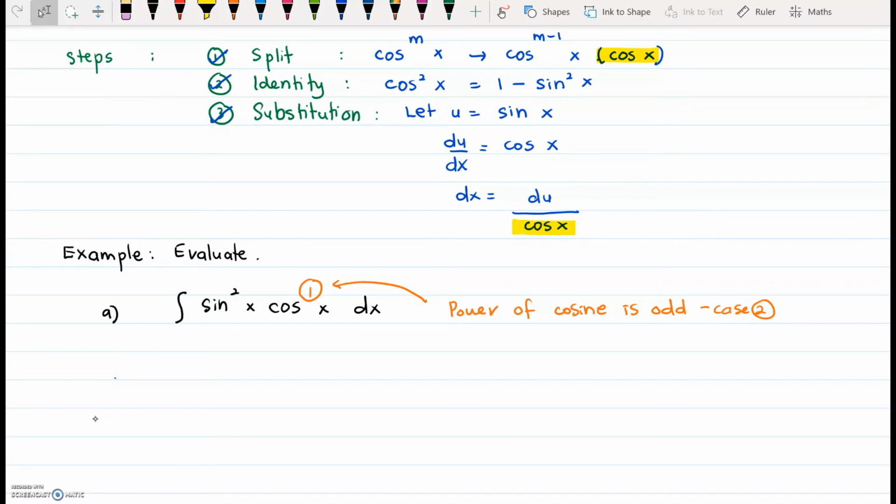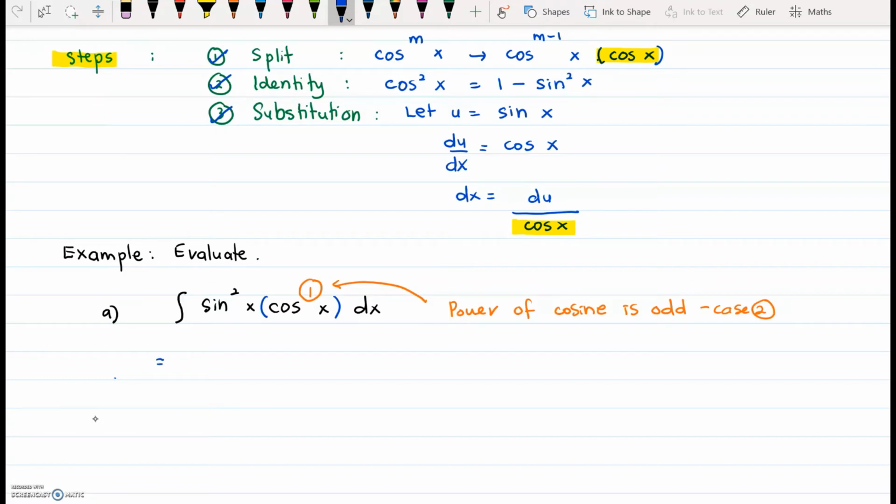Remember, the steps here are actually a guideline. It is just a guide for you to solve this kind of question, but it is not necessary to have each of these steps in your solution. For example here, firstly you need to split, but the problem here is you only have cos x. That means you have already split your cos x at the back. So we just skip the first step and continue with the second step.